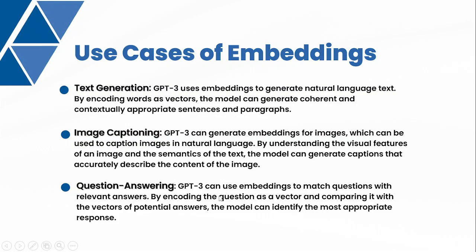Then question answering. GPT-3 can use embeddings to match questions with relevant answers by encoding the questions as a vector and comparing it with the vectors of potential answers. The model can identify the most appropriate response. So in the case of question answering also, you can use this embedding. So there are far more applications. If we move to the OpenAI documentation, then we'll be able to see.